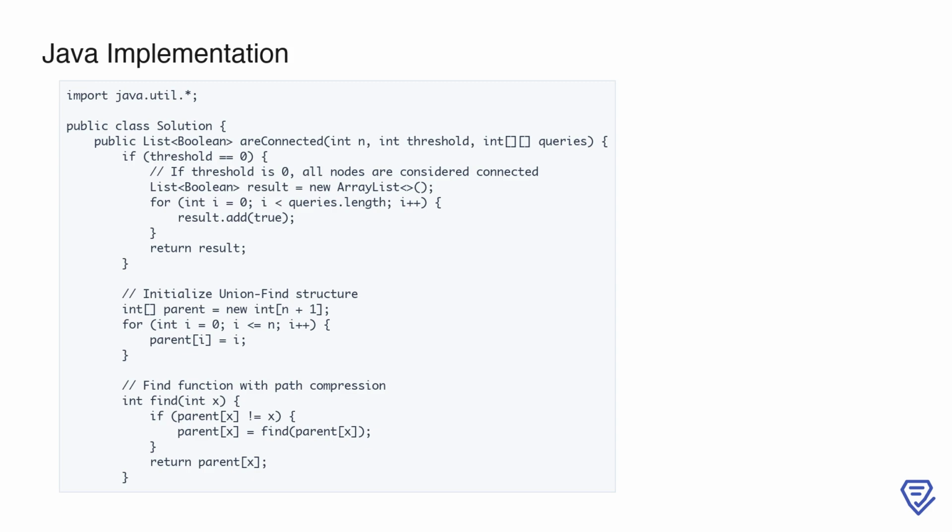Now, to handle cases where the threshold is greater than 0, we initialize a union find structure. This involves creating a parent array that keeps track of the representative or root node for each node. Initially, each node is its own parent, so we populate the array accordingly. Next, we implement the find function, which uses path compression to efficiently determine the root of a node. If a node is not its own parent, we recursively find its root and update the parent array to point directly to this root, optimizing future queries.